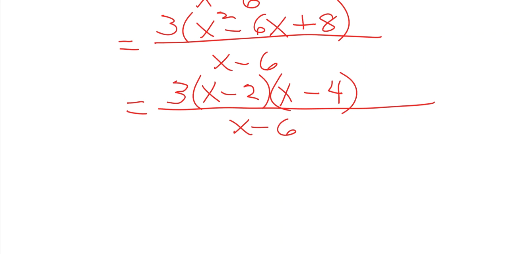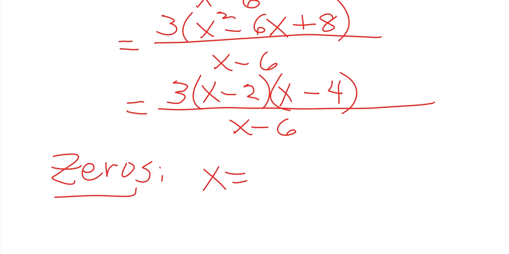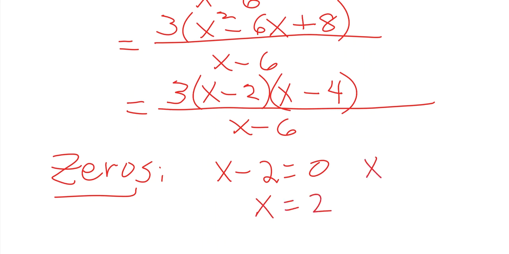So let's go ahead and write down our answers right now. The zeros, first of all. Here are our zeros. In case somebody's struggling, let me just say the zeros would be x minus 2 equals 0, or x equals 2. And x minus 4 equals 0, or x equals 4. So 2 and 4, those are our zeros.